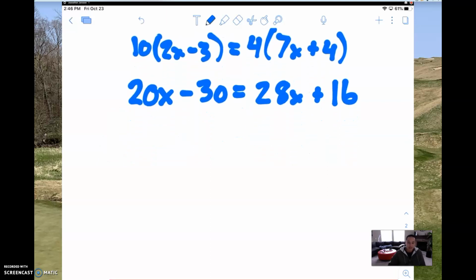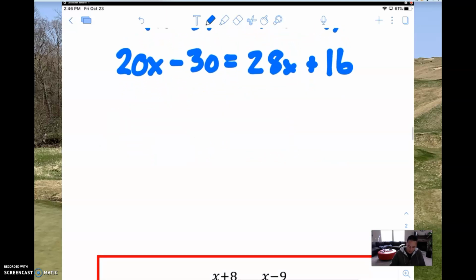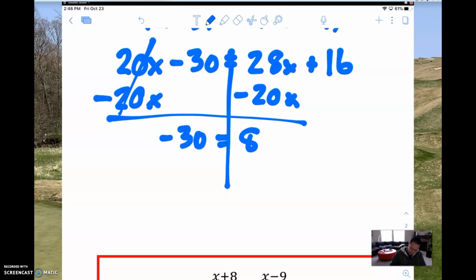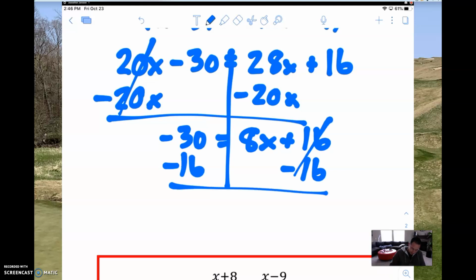Now to solve this, we have variables on both sides. So we can move the smaller one. I'm going to choose to move the 20x from both sides. And it goes away. We're left with negative 30 equals 8x plus 16. Once we have all the x's on one side, we can get rid of the plus 16 by doing minus 16. So we get a negative 46 equals 8x.